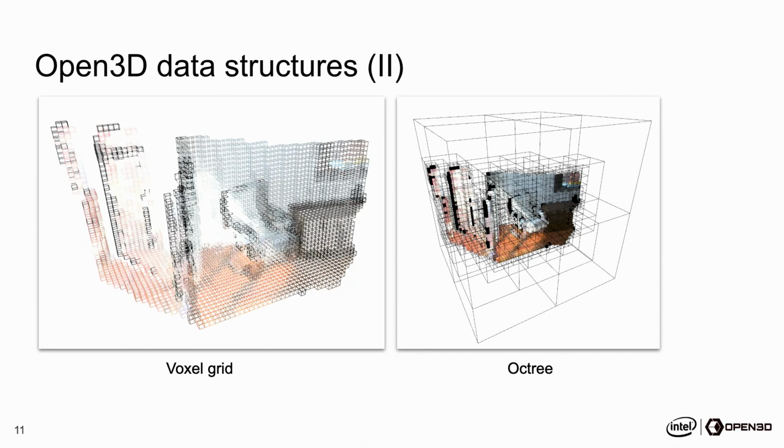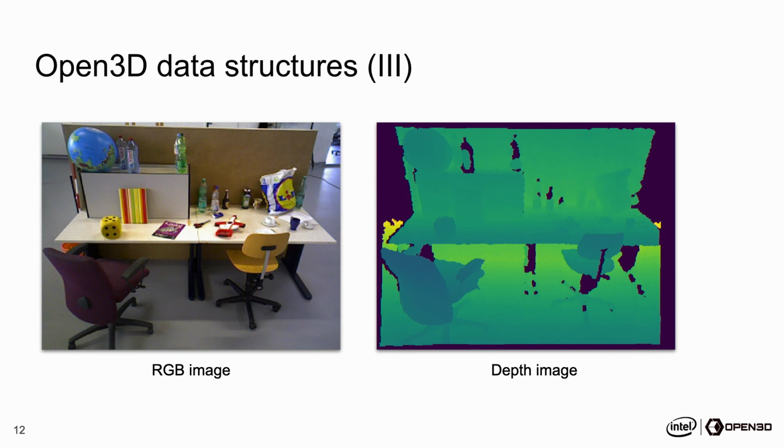Okay, so these are the 3D data structures implemented in Open3D. And to support 3D applications, we also have the image class that includes the RGB image class and the depth image class in Open3D. So we're going to see in the next section that we're going to use all these data structures and build algorithms and applications on top.